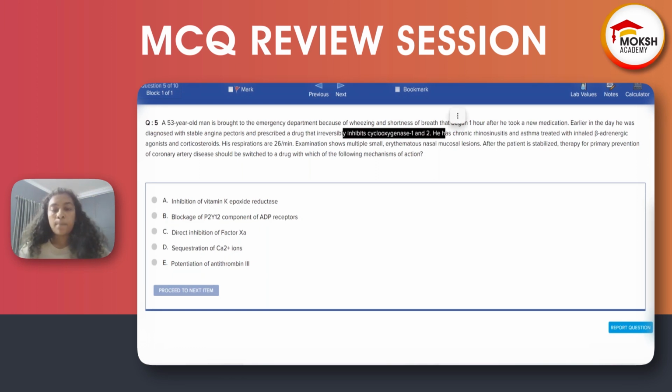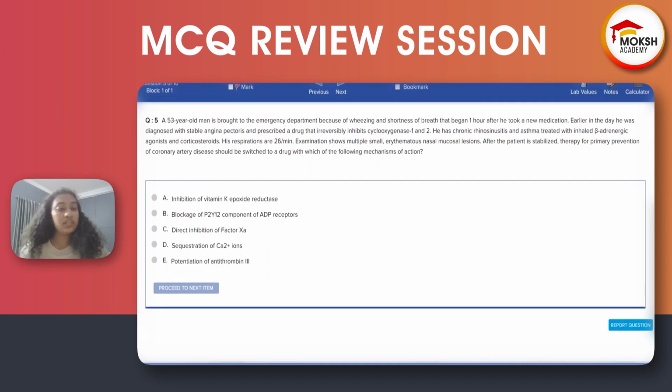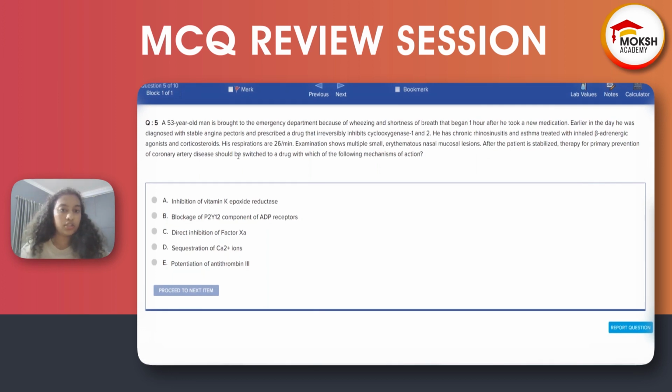Aspirin. He has chronic rhinosinusitis and asthma treated with inhaled beta-adrenergic agonists and corticosteroids. Respiratory rate is 26 per minute, that is increased. There are multiple small erythematous nasal mucosal lesions. After the patient is stabilized, therapy for primary prevention of coronary artery disease should be switched to which of the drugs?